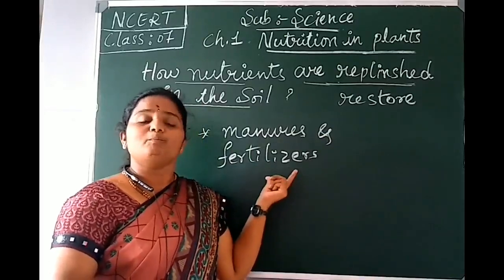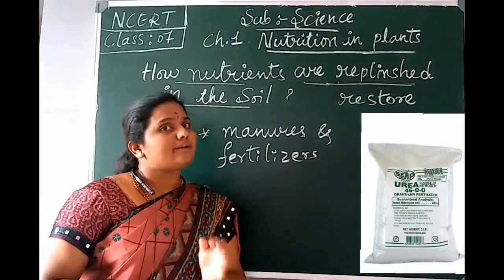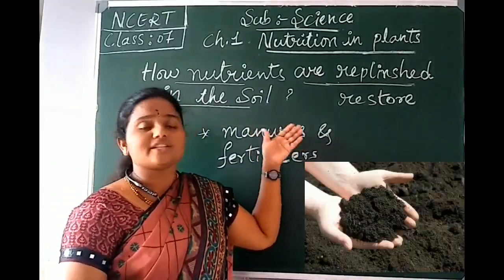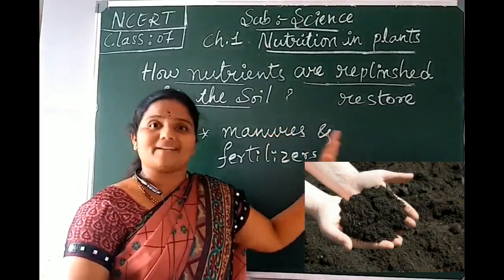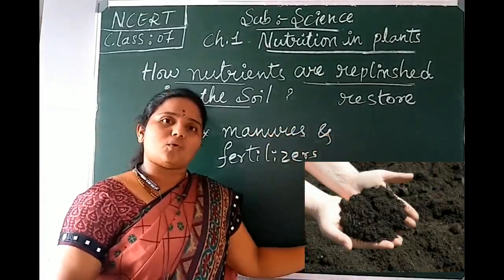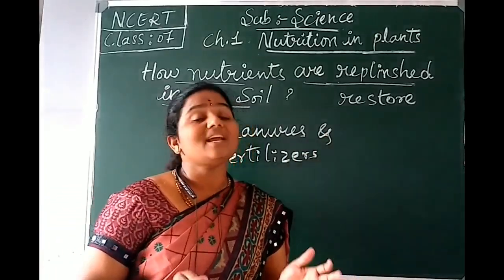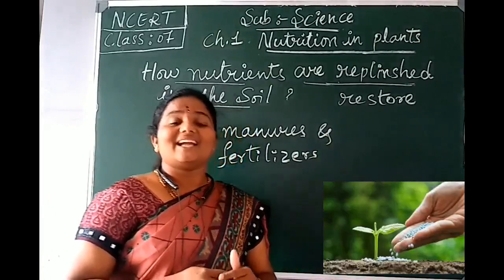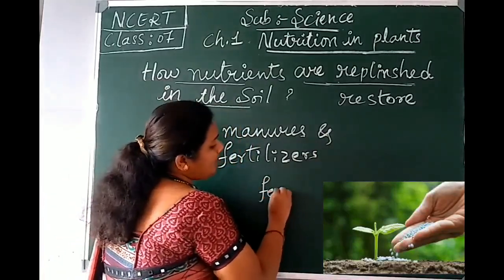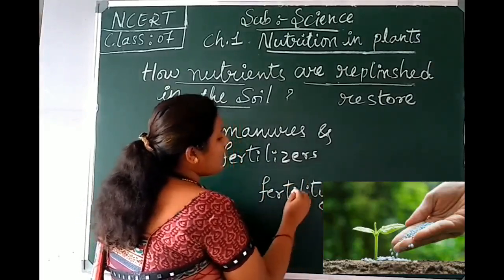Fertilizers here are chemical substances which are rich in a particular nutrient. Then manure means organic substances. These are also rich in humus, isn't it? These two will be added to the soil. Thus, what happens? The nutrients in the soil can be increased, isn't it? It can lead to an increase in the fertility of the soil. Isn't it, children?